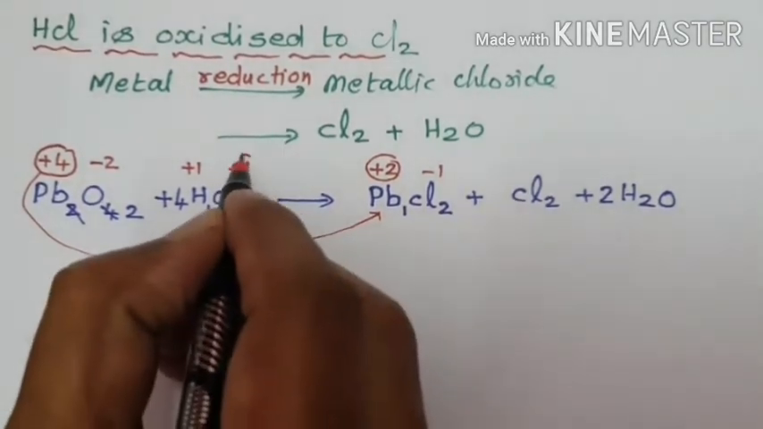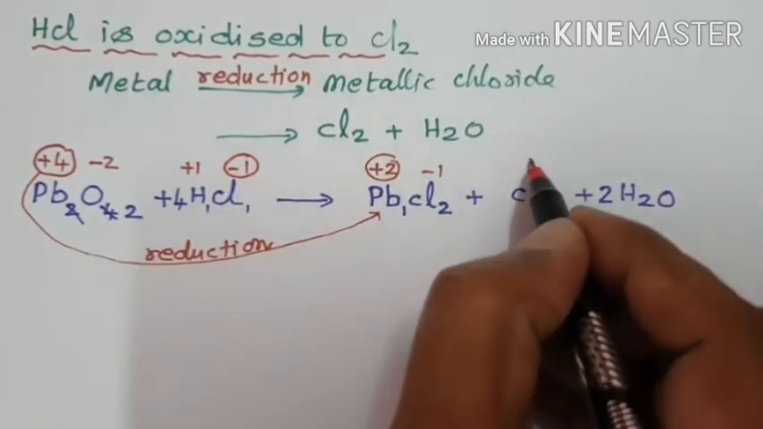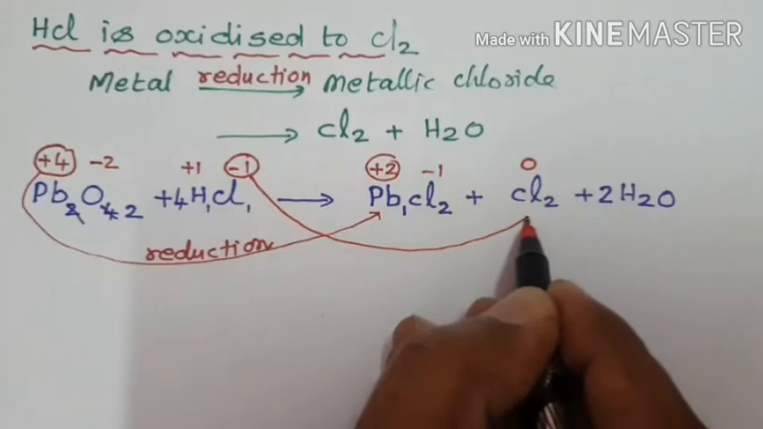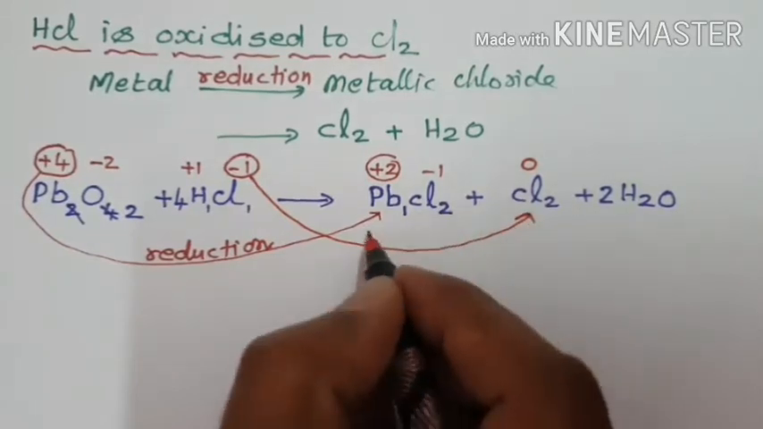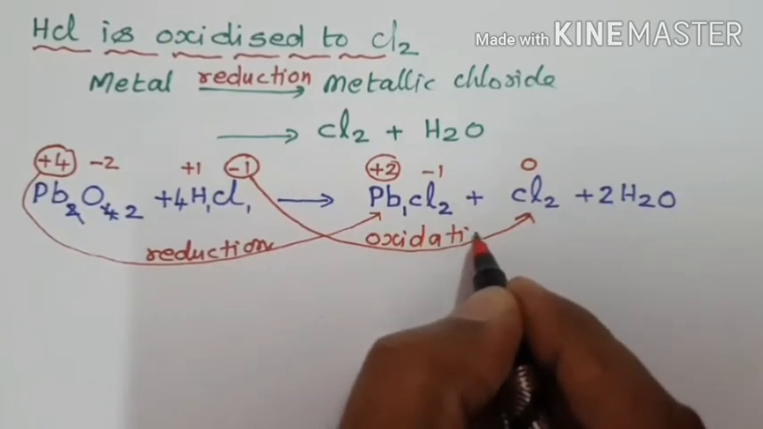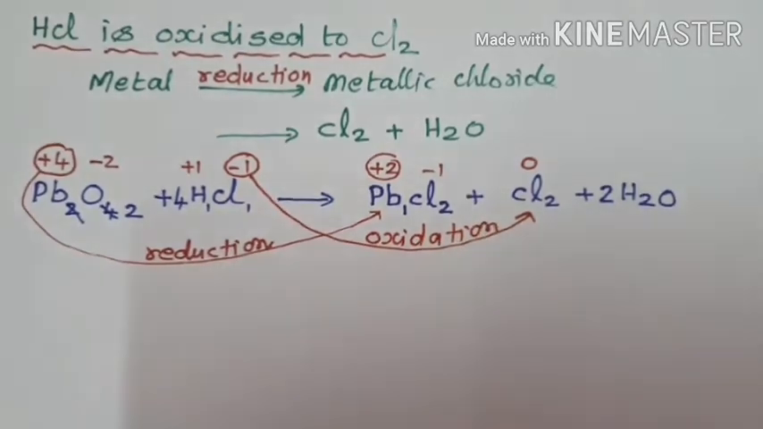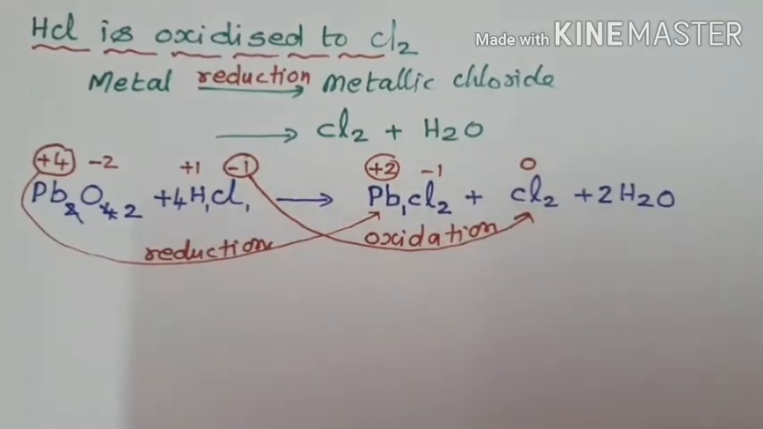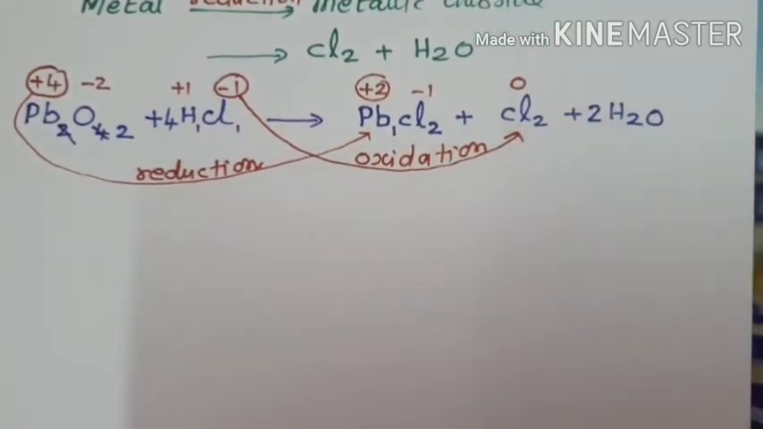Chlorine goes from minus 1 oxidation state to 0, minus 1 to 0, the number increases, so it is called oxidation. So in this reaction, PbO2 oxidizes hydrogen chloride into chlorine. One more reaction.